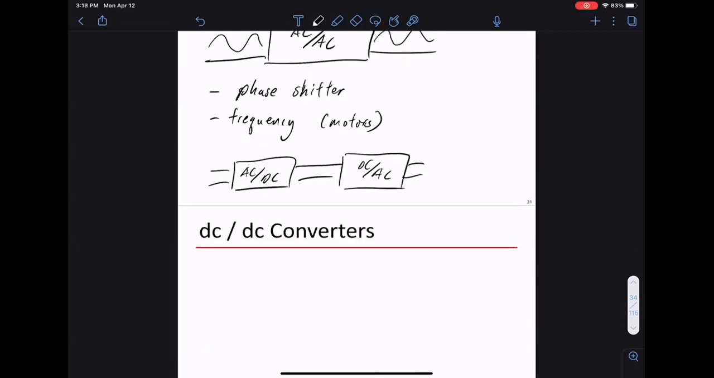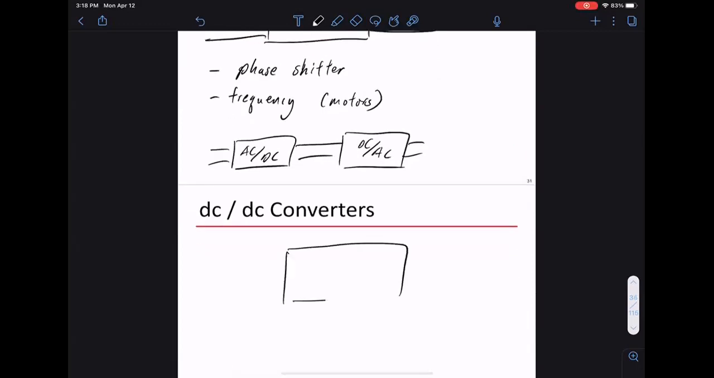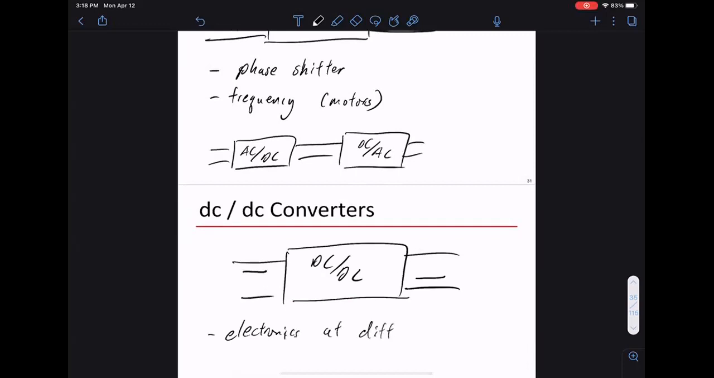Then we go to DC to DC. The last converter we have is DC to DC. Let's say you have an input at one level and you want to output at another level. This is often used when we have electronics. We have this a lot. This is called a buck converter, or DC to DC converter. There are things that require multiple voltage levels, and you have this kind of buck converter.